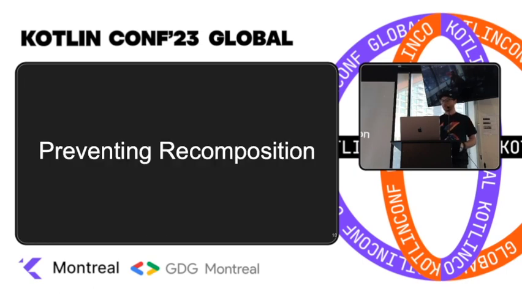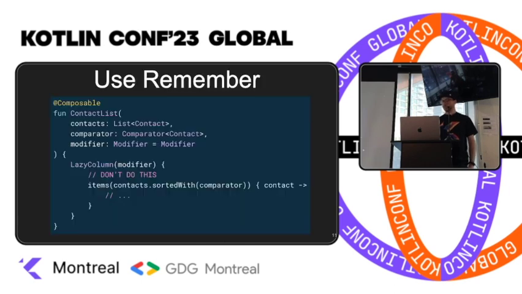So, how to prevent useless recompositions. First of all, you can use the keyword remember. Here we have a composable contact list with a lazy column and items that takes a list of contacts. Now the problem with this is that the contacts are sorted every time the contact list gets recomposed.